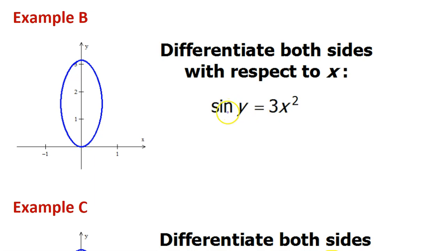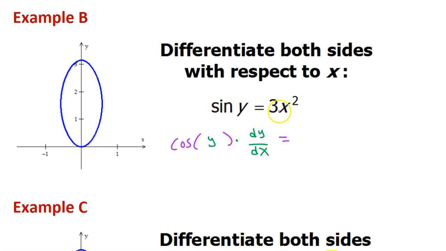Leveling up a bit. Still taking the derivative of both sides with respect to x. On the left side, we definitely need the chain rule. So the derivative of sine is cosine. And then we've got this inner function, but because of the chain rule, we need to multiply by the derivative of the inner function. With respect to x, that's dy/dx. That's the derivative of the left.